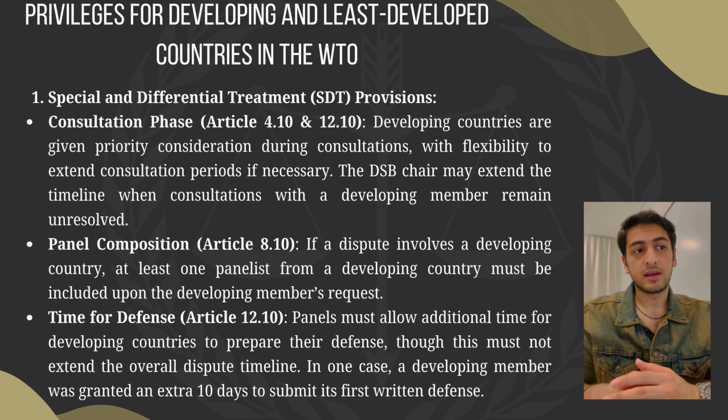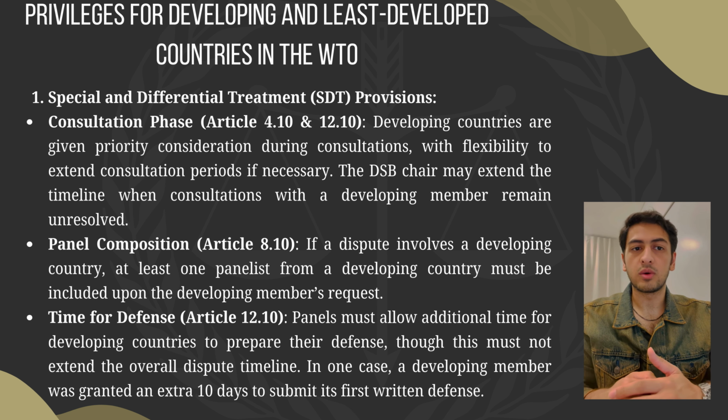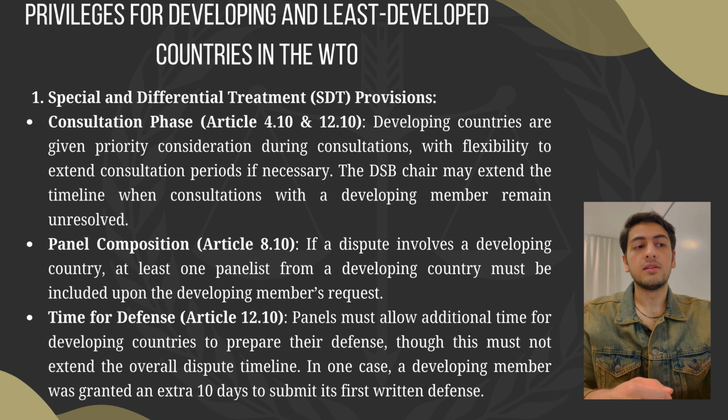The DSS offers specific privileges and assistance to developing and least developed countries, or LDCs, ensuring their fair participation and equal treatment in global trade governance. The system marks a significant improvement over the GATT, which was dominated by developed countries. Here are the key privileges for developing and least developed members in the DSS.